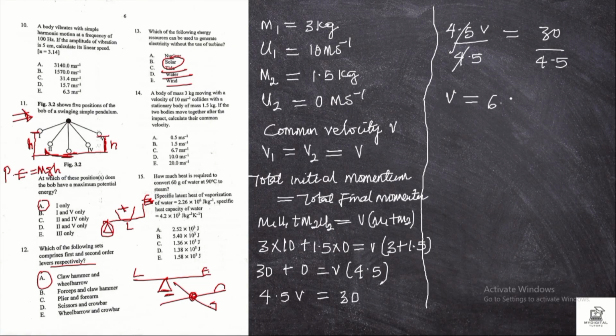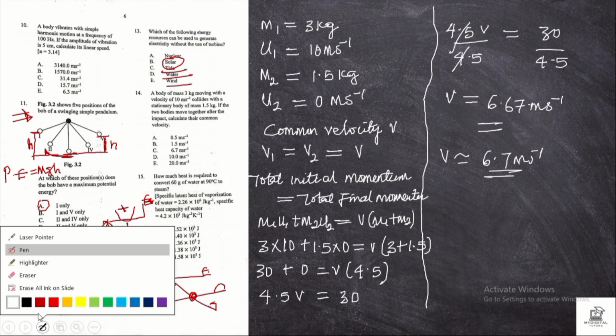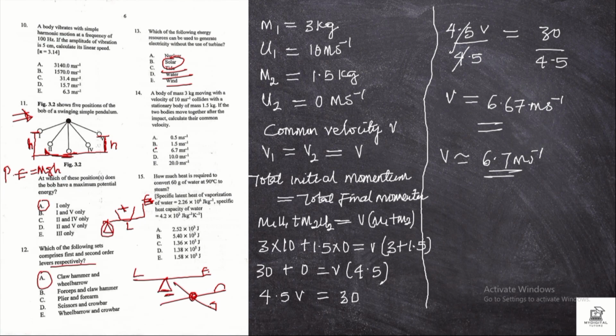6.67 meter per second. So let us look at our option. Our option here, you have 6.7, so which means we can approximate here to be equal to 6.7 meter per second. That is option C. Option C is the correct answer.